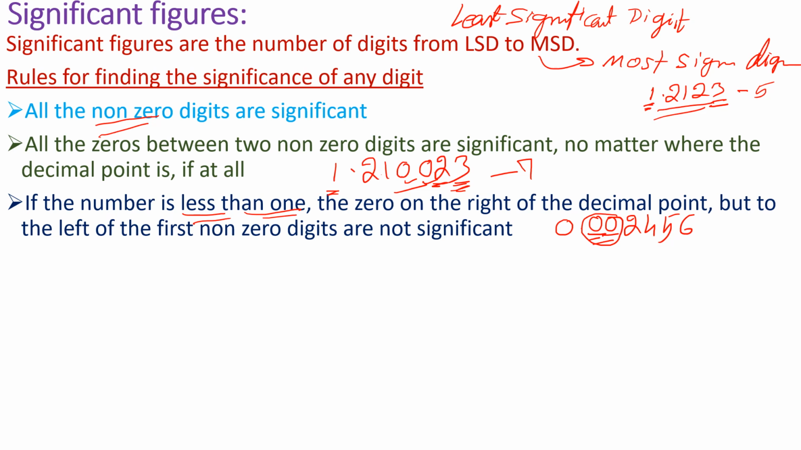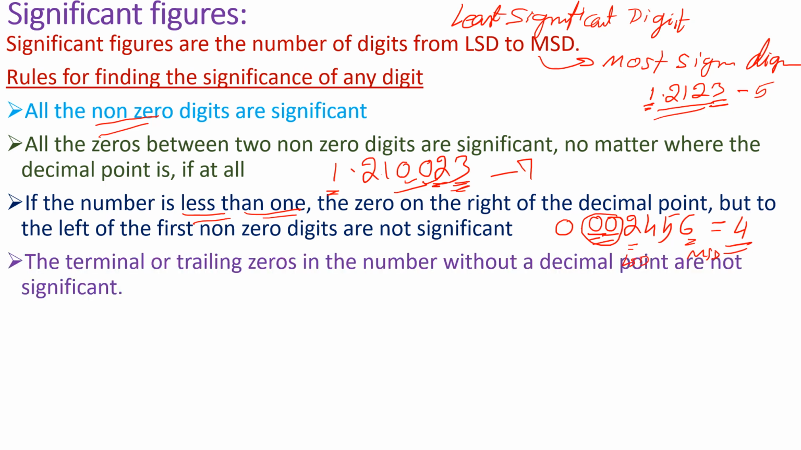So which one becomes the least significant digit? This 6 becomes the LSD and 2 becomes the MSD. So the number of significant figures is from 2 to 6: 1, 2, 3, 4. So the number of significant figures is equal to 4 in the given problem.